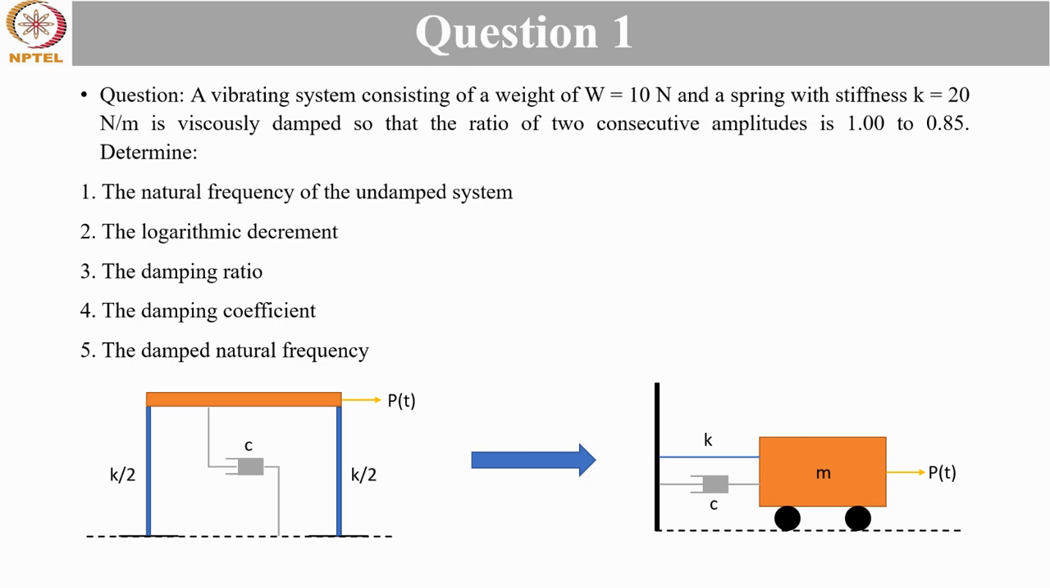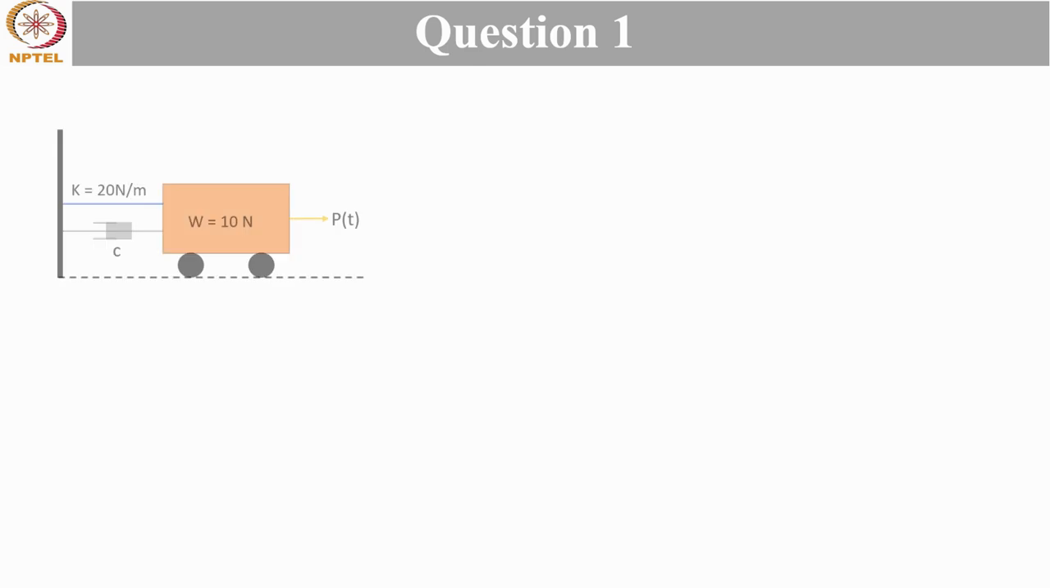Okay, so now let's start with the solution. What initial parameters are given? We know the weight, we know the stiffness coefficient of the spring, and we know the amplitudes of two consecutive vibrations. First of all, it is important to make the analytical model so that you have much more clarity about what is given in the question and what we need to calculate.